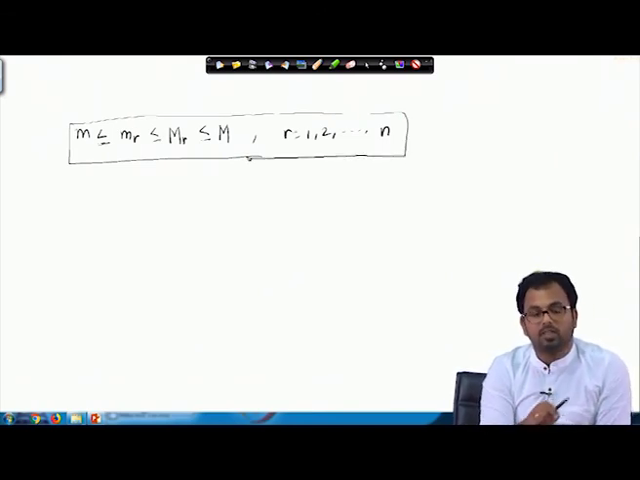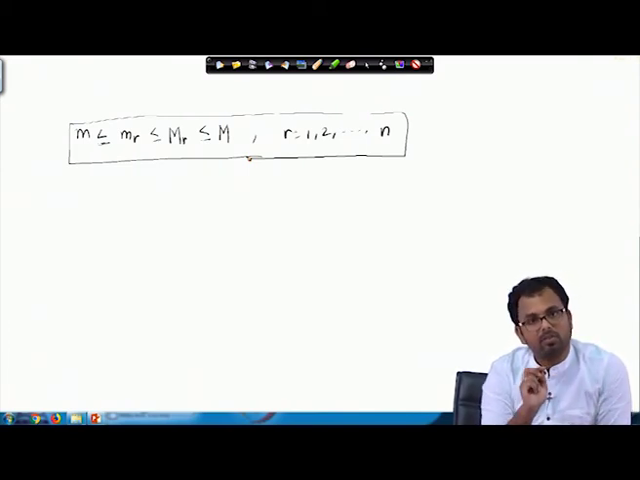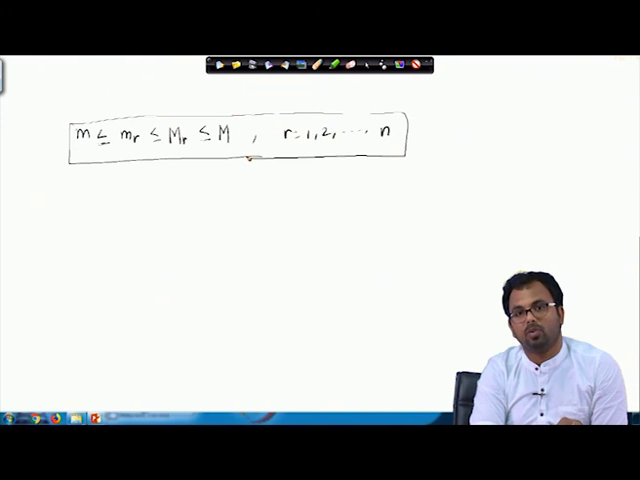and this relation says that the lower bound m of the function f on the closed interval a comma b will be less than or equal to the lower bound of the function f on all the subintervals, which is less than or equal to the upper bound of the function f on all the subintervals, which is less than or equal to the upper bound of the function f on the whole interval a comma b, for r running from 1 to n.